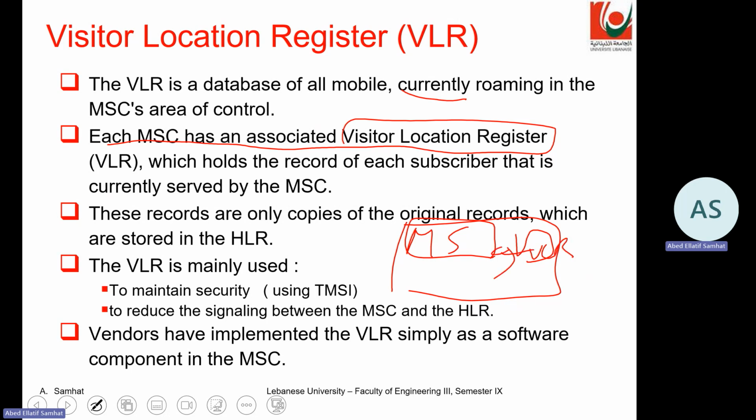Those records are copies of the original records, which are stored in the home location register. We will see this important equipment of the core network, the home location register. The home location register is a database that holds all mobiles of the operator. But in the visitor location register, we have the database of all mobiles under the control of this mobile switch center.